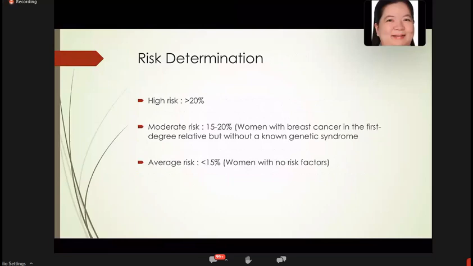So high risk, you have more than 20% chance of developing breast cancer, okay? High risk meaning one of those na mentioned natin above, okay? Moderate risk, usually 15 to less than 20%. Okay, these are women with breast cancer in the first degree relative, but without a known genetic syndrome. Okay, and those with average risk, less than 15% chances of developing cancer in their lifetime. Those women with no risk factors.